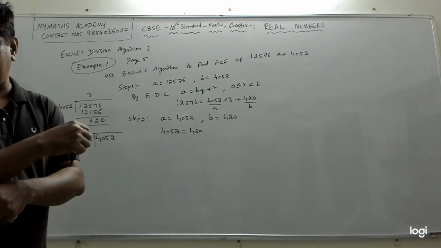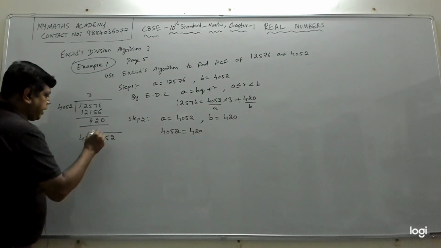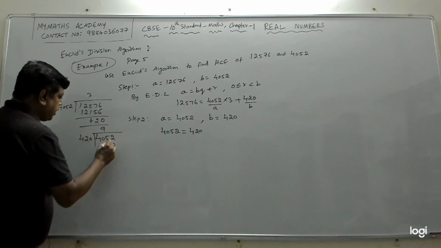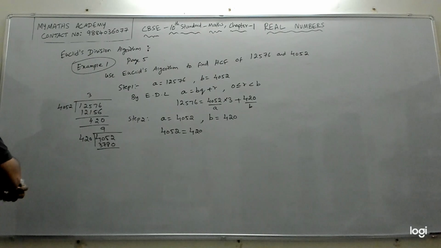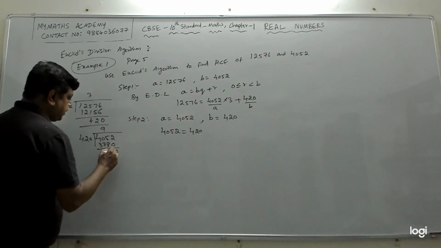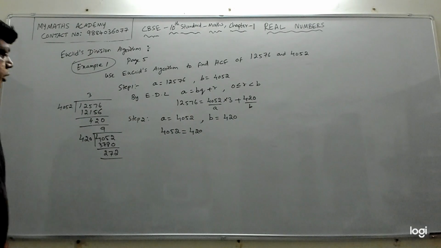Clear? Now we should again divide these two. 402. So if you try 9 times, right? 9 zeros are 0, 9 twos are 18, 1, 36, 37. Fine. So now you subtract: 2 minus 0 is 2, 15 minus 8 is 7, then this is 2. You get 272. That is your R.